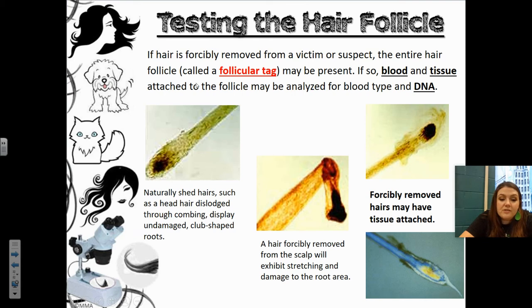Testing the hair follicle. So this is something that we'll look at in the lab as well. If a hair is forcibly ripped out, so forcibly removed from the suspect or the victim, the entire hair follicle, the follicular tag, may be present. If so, blood and tissue attached to the follicle may be analyzed for blood type or DNA. So usually hair you can't do this to, but if you have the follicular tag, this little skin around the end of it, it's been forcibly removed, so there's tissue on it. So it's not necessarily that the hair has DNA, it's that the tissue attached to the hair could have DNA in it. Hair forcibly removed may also look stretched. So it's been pulled, yanked, and so it was stretched out. Naturally shed hair usually just looks nice and round, like that.